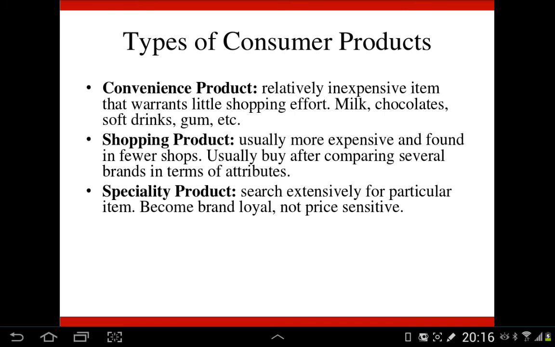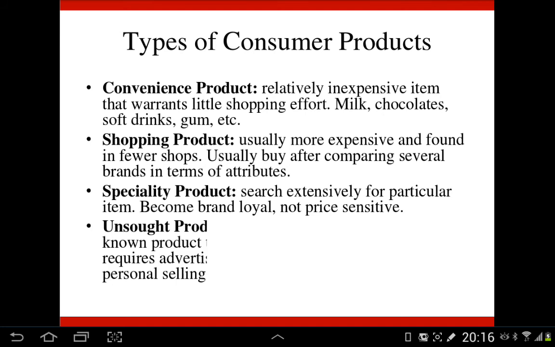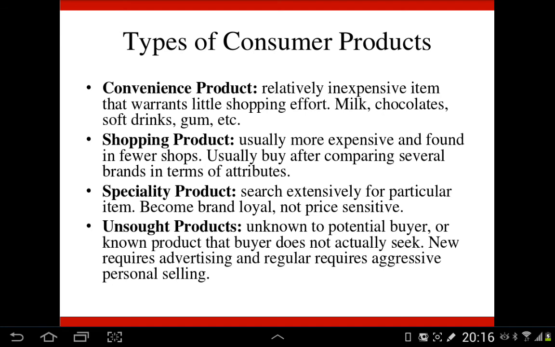And then we have something called specialty products, and this requires extensive searching. It's a very special product. You don't just find it anywhere. And usually customers become very brand loyal and are not very price sensitive. In other words, they're willing to pay high prices for this product. Price is really not a factor that they consider. And then lastly, unsought products. Now, unsought means something that people do not look for. And usually these are the types of products that require lots of advertising and sales, aggressive personal selling, because people don't actually look for them. And I'll explain each one of these in detail now.